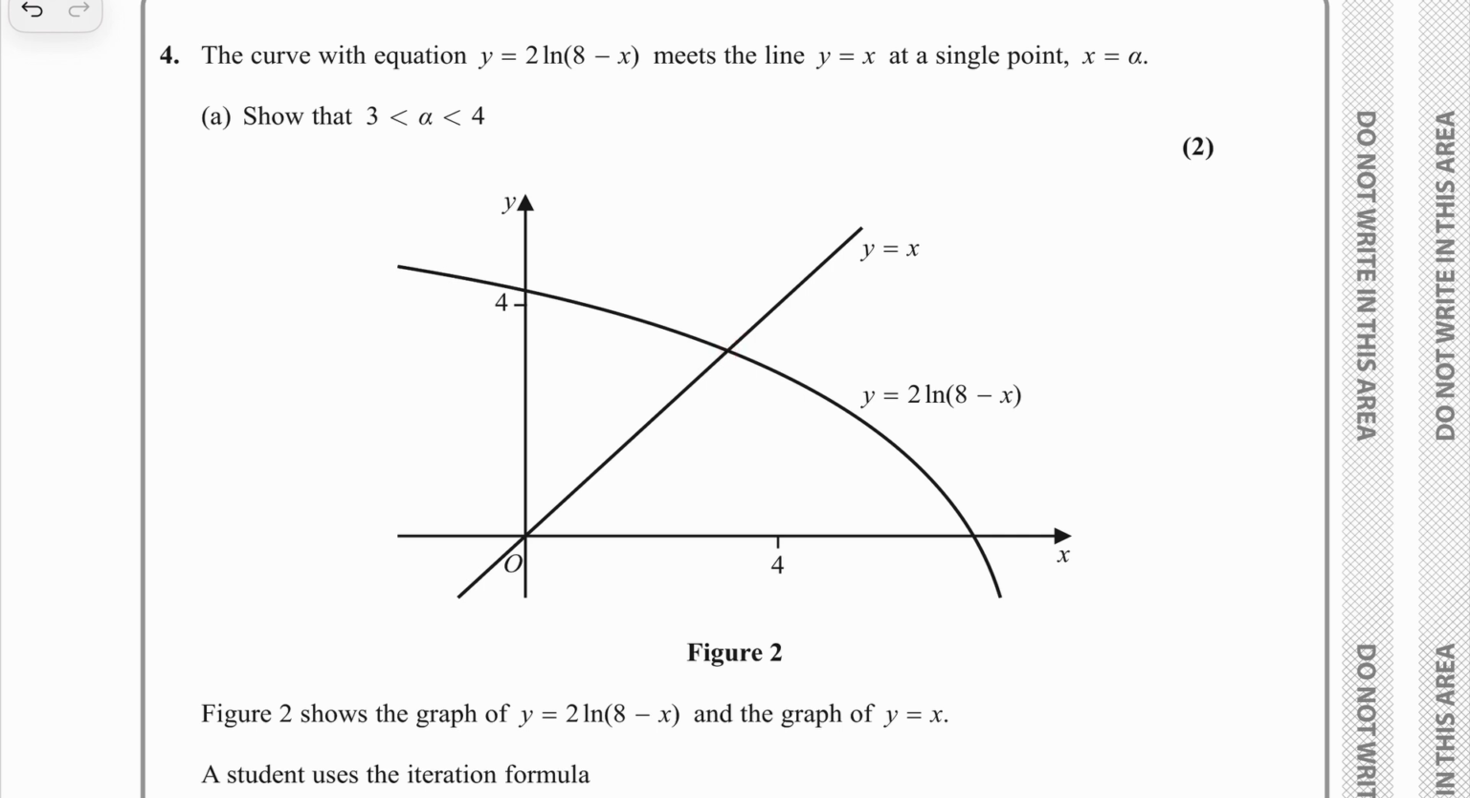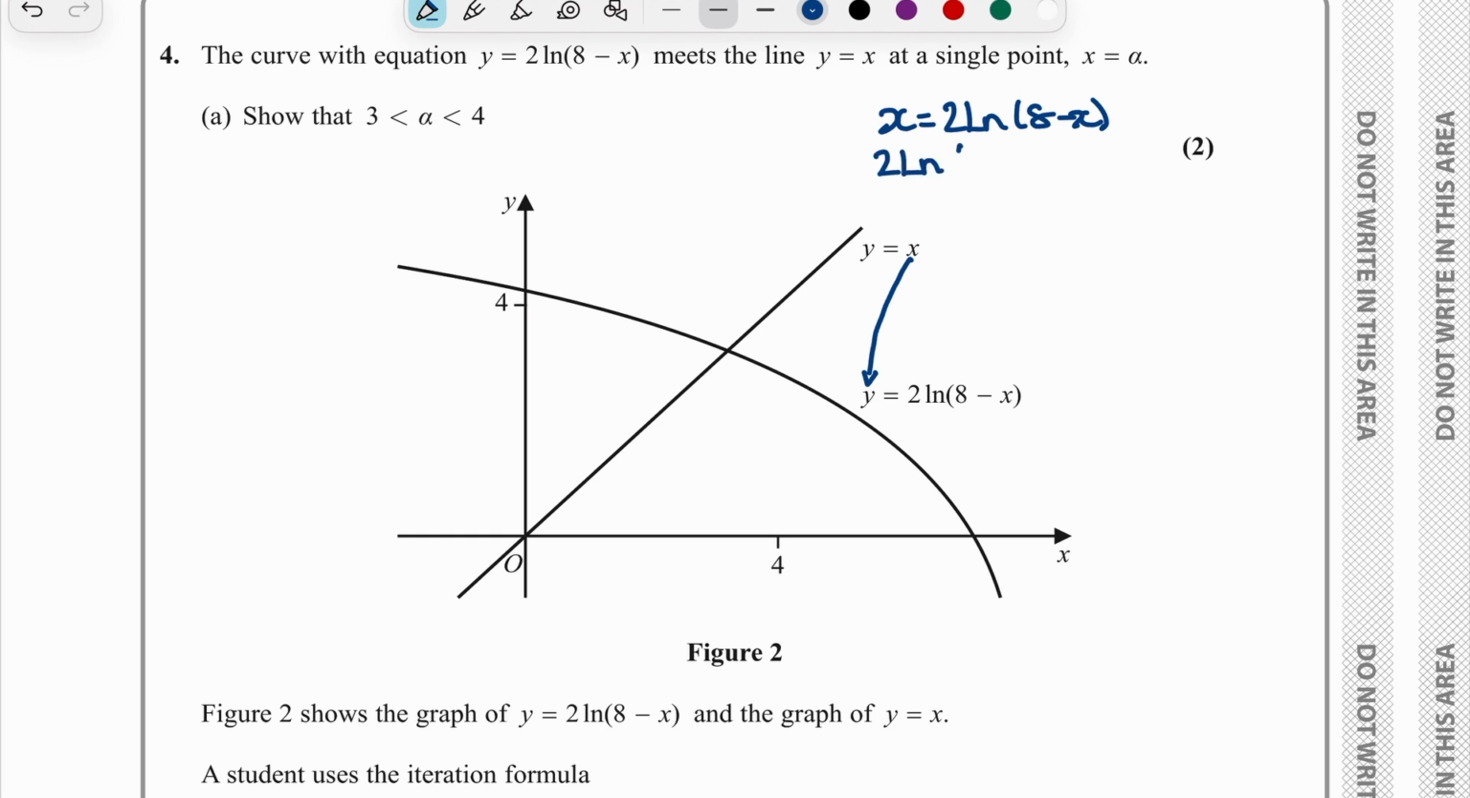So we know at this point that the line y equals x is equal to the curve. So what we can do is substitute this value of y into here, because we're told that y equals x at this point. So we'll get x equals 2 times the natural log of 8 minus x. Then we can make this equal 0. We take away x from both sides. So 2 times the natural log of 8 minus x minus x will equal 0. And then at alpha equals 3, we'll substitute 3 into here and into here.